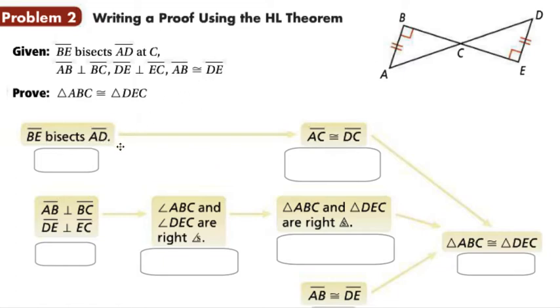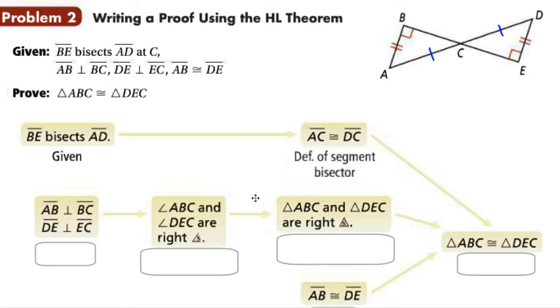Well, BE bisects AD. This segment right here is a bisector of AD. Okay, that's given, right? And then it says AC is congruent to DC. Why would AC be congruent to DC? I'm going to go ahead and write this one in blue. Why would this segment be congruent to that segment? Well, what would our justification be? Well, if BE is a bisector of AD, that means it cuts it into two equal halves. So that's the definition of a segment bisector.